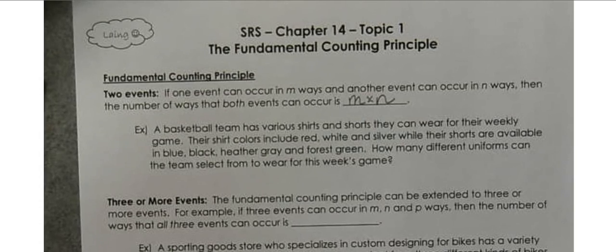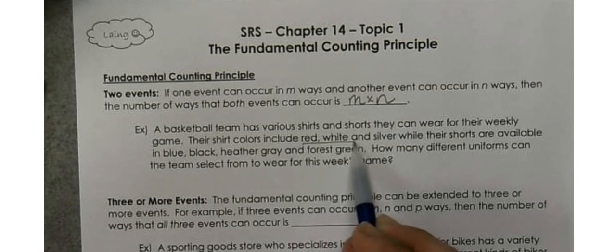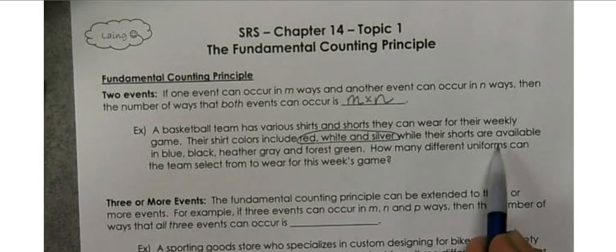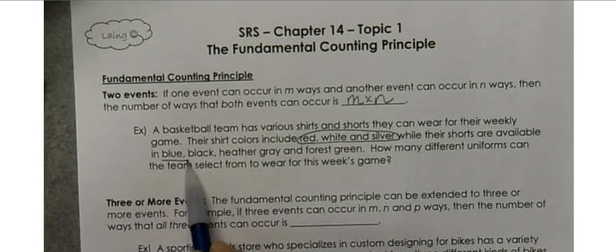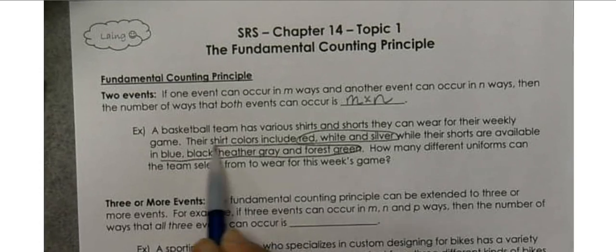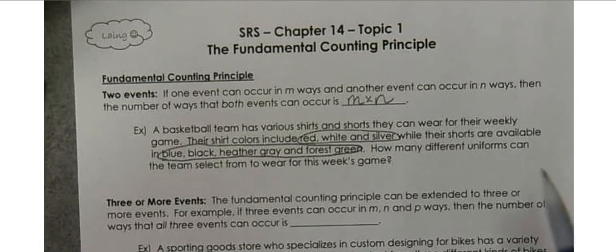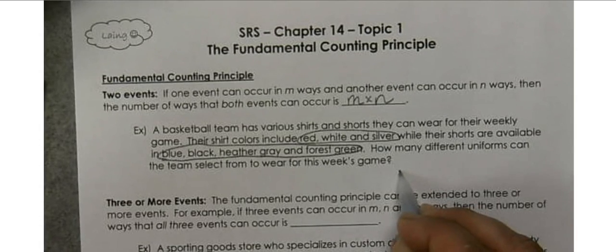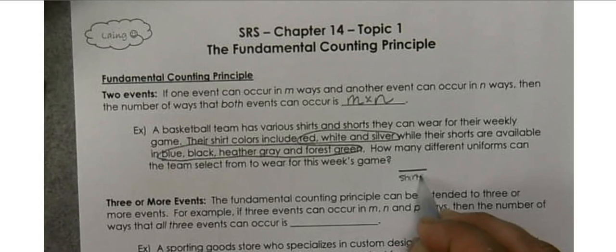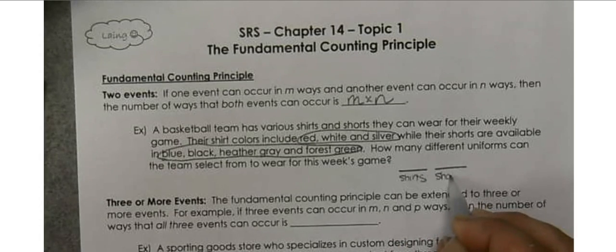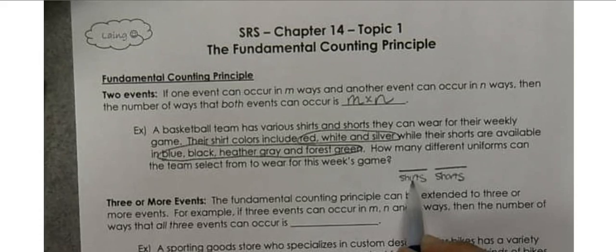So let's say that a basketball team has various shirts and shorts they can wear for their weekly game. Their shirt colors include red, white, and silver, while their shorts are available in blue, black, heather gray, and forest green. How many different uniforms can the team select from to wear for this week's game? Well, there are basically two different things. There are shirts and there are shorts.